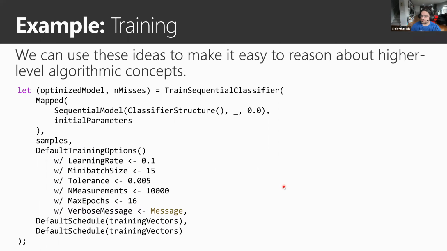So if I look back at that train sequential classifier operation, I'm describing the high level things here, such as what is my model? What's the structure of that model? Where are the different controlled operations in that? What are the parameters of that model? The samples, my training samples, the different training options that I can use to control. So I get a very high level description of that training procedure in terms of the library functions and operations provided with the Quantum Development Kit.